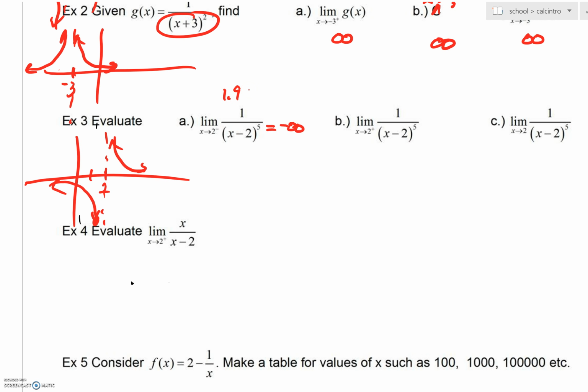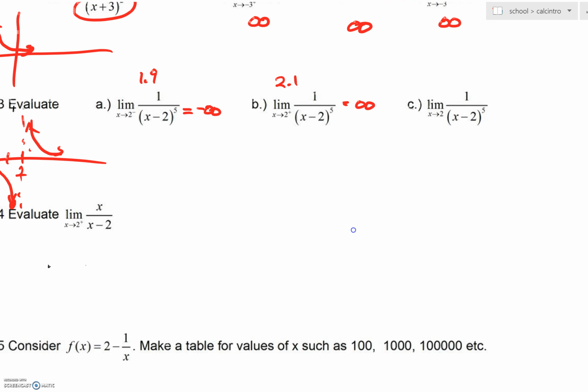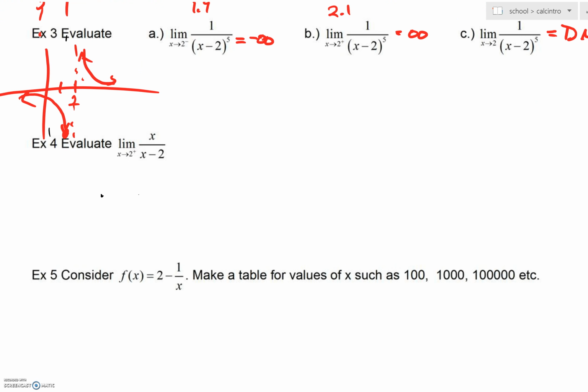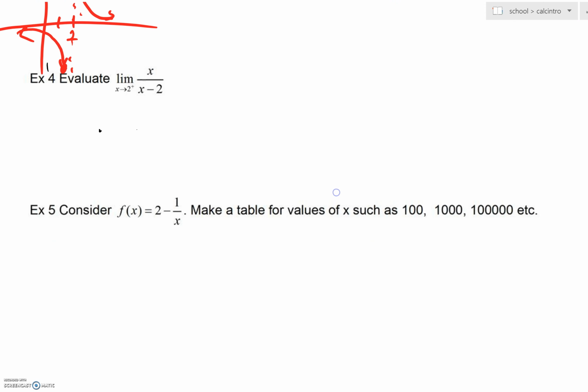And if you did plug in a 1.9, you could see that you'd get something negative to an odd power down below. So we got a negative infinity. Over here, we're going to positive infinity. It's kind of like plugging in a 2.1. How about no direction specified? DNE, right? Okay, guys, 2 more problems.